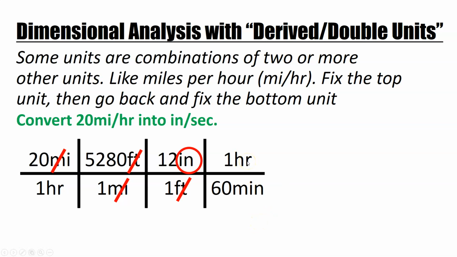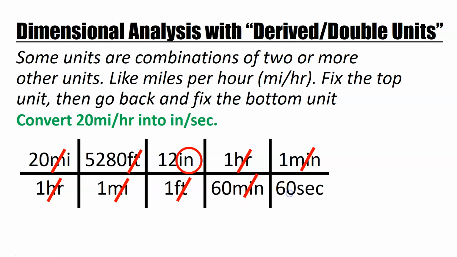1 hour is the same as 60 minutes, so the hours cancel. 1 minute is the same as 60 seconds. Minutes cancel. And now I have seconds on the bottom. So you can see I fixed the top first, and then I fixed the bottom.